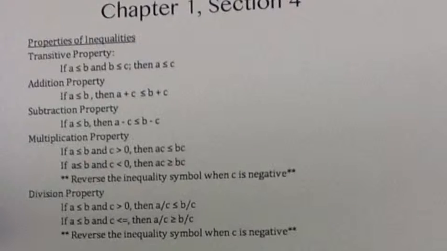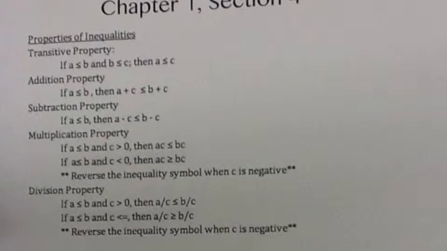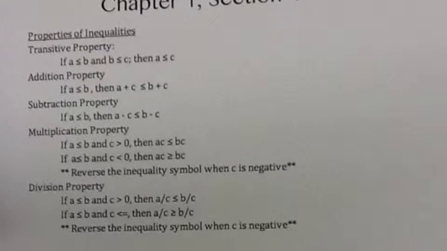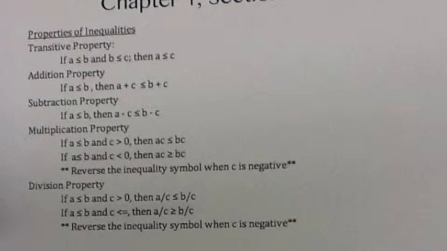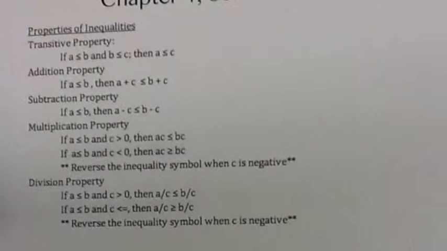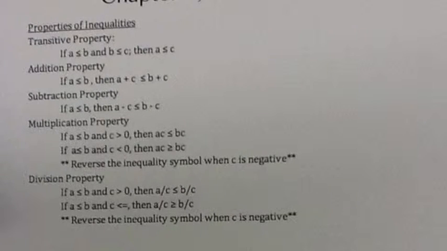Multiplication property: if A is less than or equal to B and C is greater than 0, then AC is less than or equal to BC. If A is less than or equal to B and C is less than 0, then AC is greater than or equal to BC. Make sure to reverse the inequality symbol when C is negative.